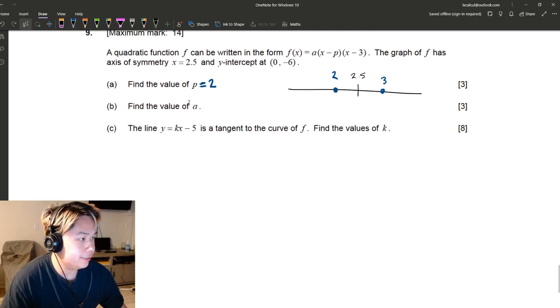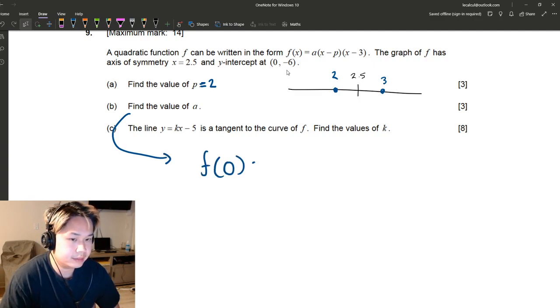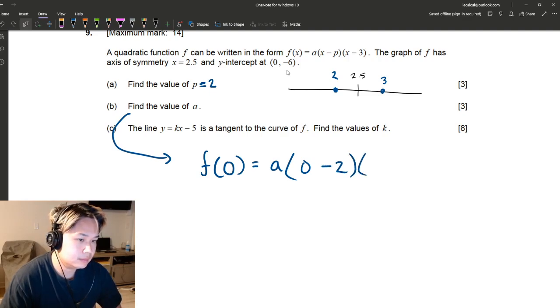And then we find the value of a. Well, a is now our only unknown variable, and we do know a coordinate in this function. So essentially, I know that if I plug in 0, it should equal -6. So this is a times (0 minus 2) times (0 minus 3). This should equal -6.